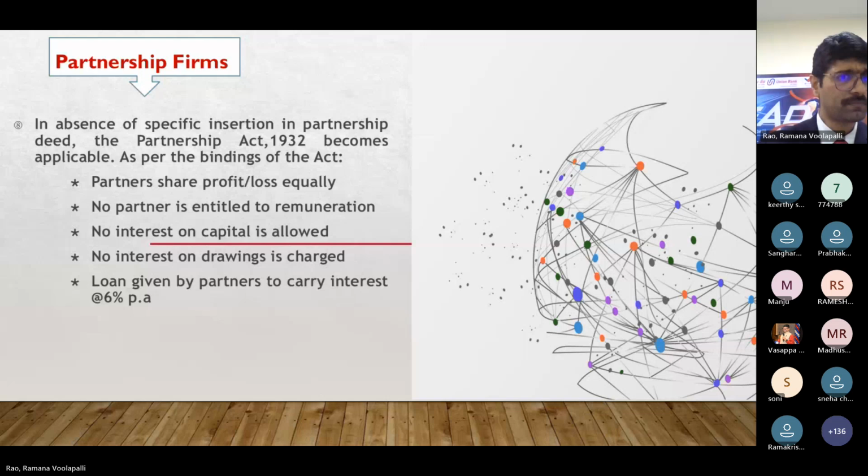Next. In the absence of the partnership deed, partners share profit or loss equally. No partner is entitled to any remuneration in the absence of a partnership deed. No interest on capital is allowed. No interest on drawings is charged. A loan given by a partner carries an interest of 6%. That is the essence of things when there is no partnership deed available.